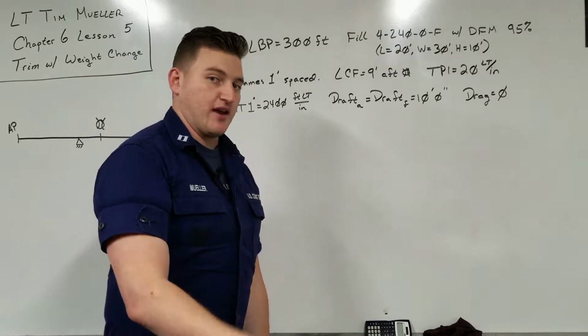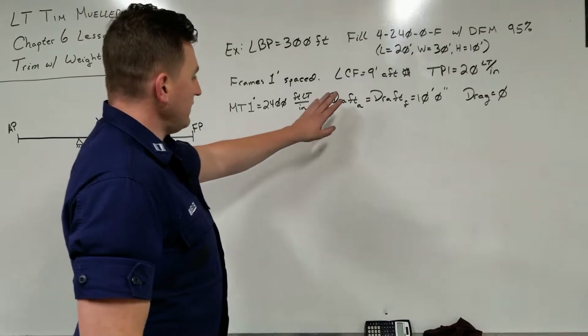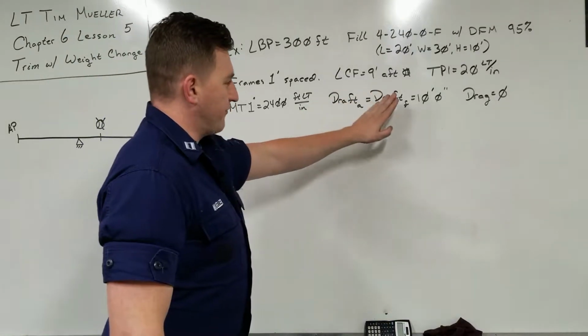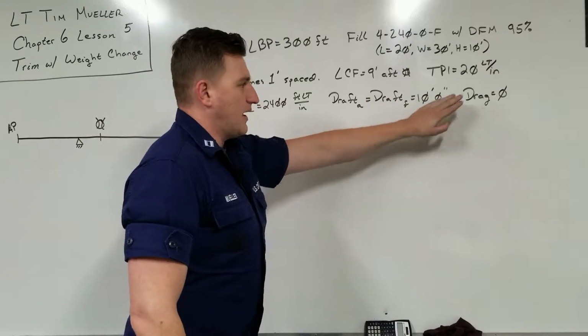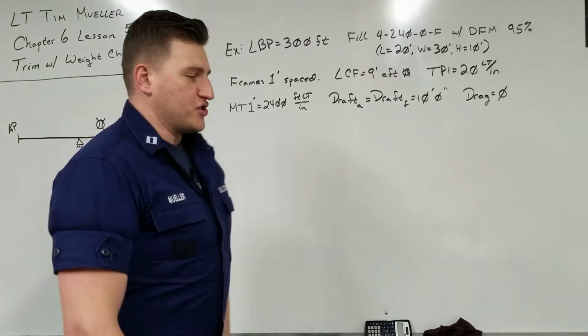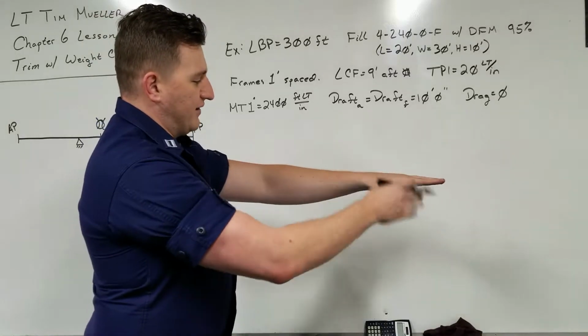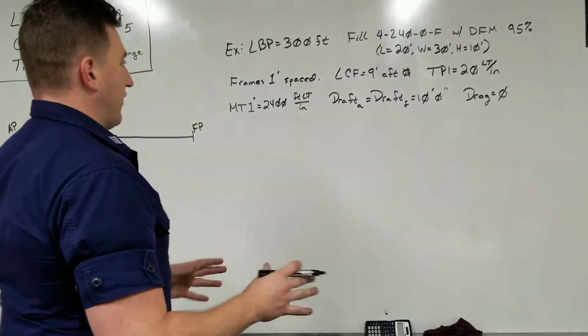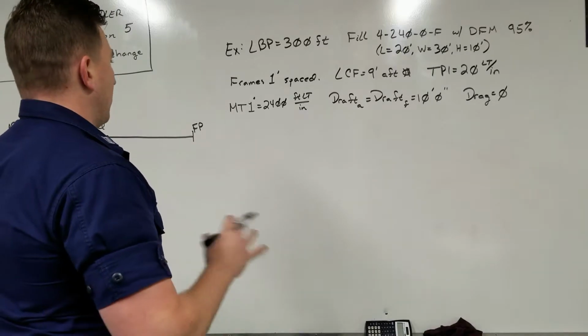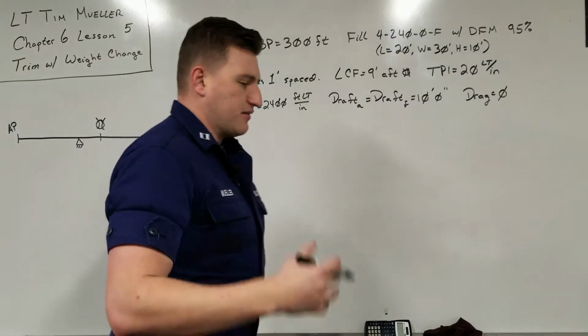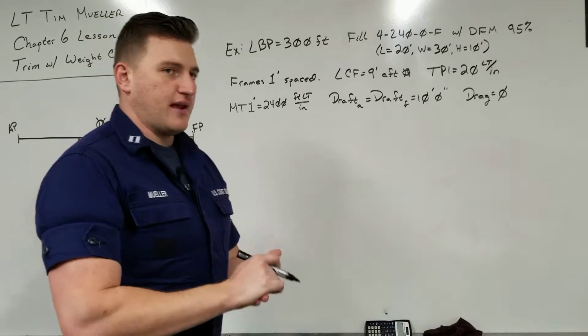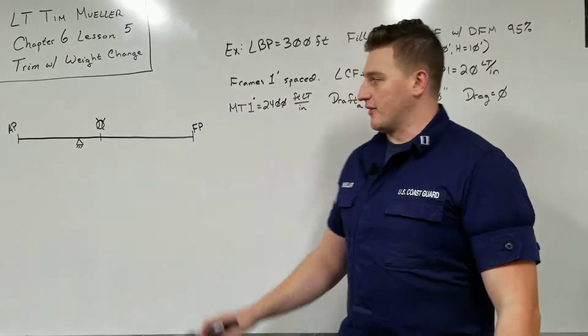So I'm going to be dealing with a trimming problem here. My draft aft equals my draft forward, which equals 10 feet, and my drag equals 0. So my ship is sitting right on the horizontal with 10 feet aft and 10 feet forward. Great. I think this is all that I need in order to get this problem done. So now let's label everything that we have on a diagram here.